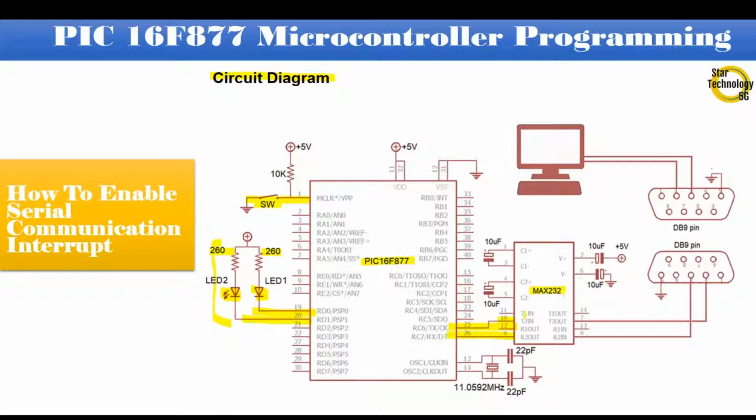Here is the MAX232. These are the capacitors interfaced with the MAX232. The value of the capacitor is 10 uF. The output of the MAX232 is interfaced with the DB9 pin connector, and the other side of the DB9 connector is interfaced with the PC serial communication. Pin numbers 13 and 14 interface with an 11.0592 MHz crystal, and 22 pF capacitors are connected with the crystal. Pin numbers 11 and 32 are connected with positive 5 volts. Pin numbers 12 and 31 are connected with ground. Let's draw this circuit in Proteus.